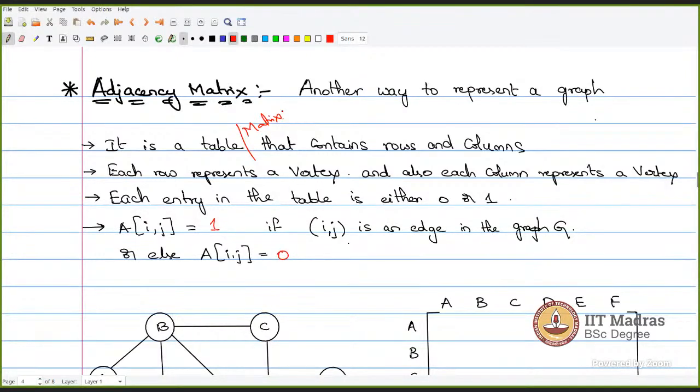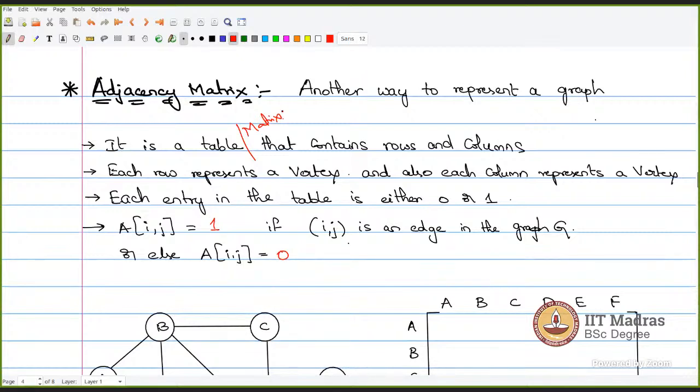Now here each row represents a vertex, and each column also represents a vertex. So if I have 6 vertices in my graph, I should draw this table or matrix with 6 rows and 6 columns, such that each row represents one vertex and each column represents one vertex. Each entry in this matrix is either 0 or 1. There are no other inputs.